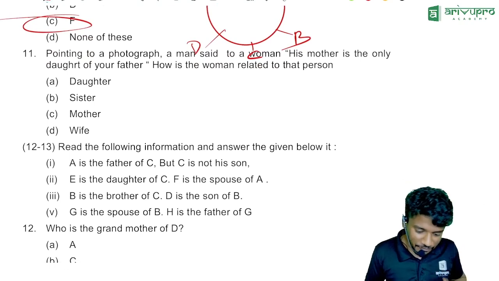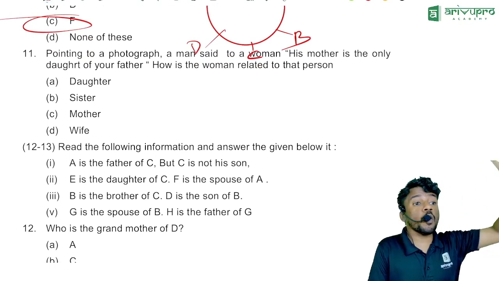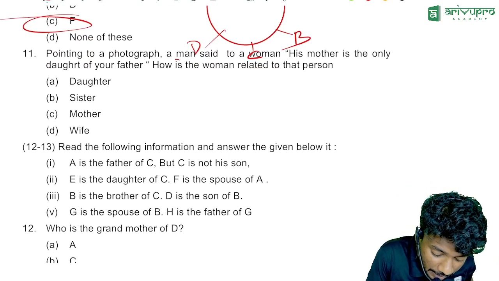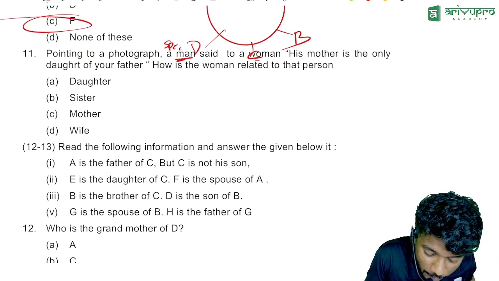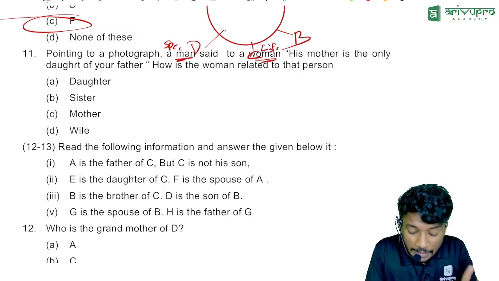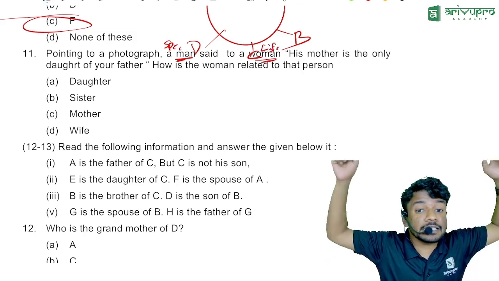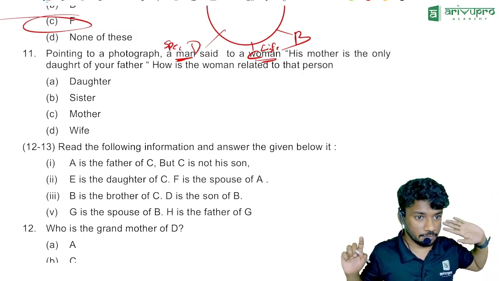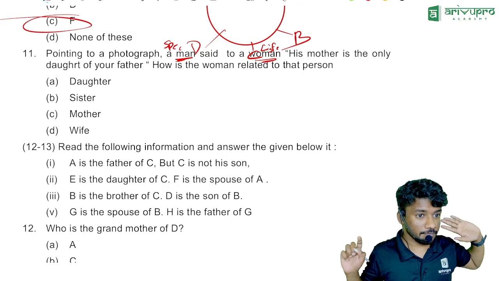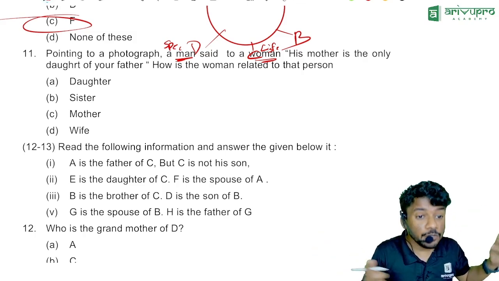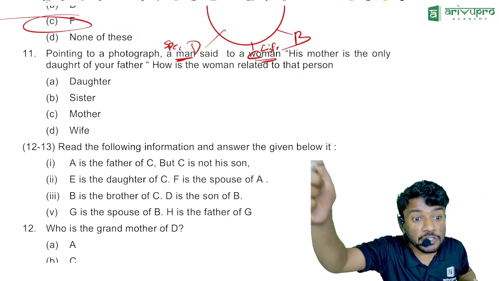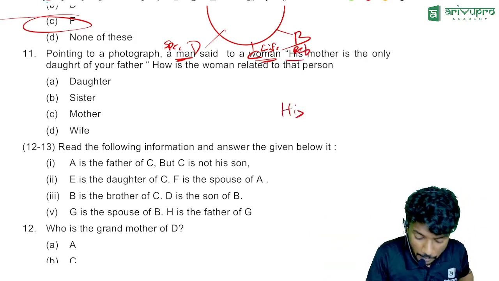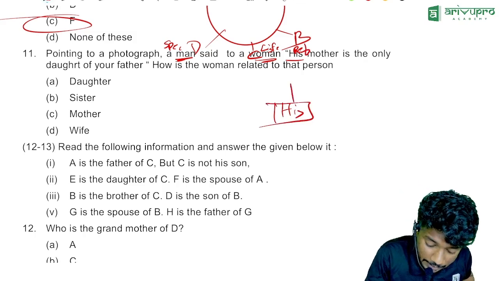Pointing to a photograph, a man said to a woman. So, who is the speaker? Who is the listener? Man is the speaker. Then, woman is the listener. Then, his mother. It is within quotes. His mother means that reference person. Some reference person pointing to a photograph is telling. Okay, his mother. That means a reference person is there. So his means he is male. And he has a mother.